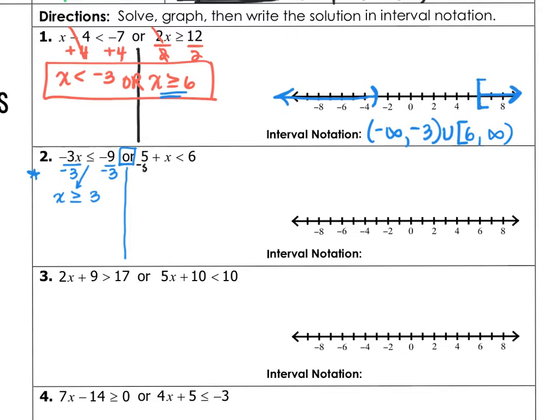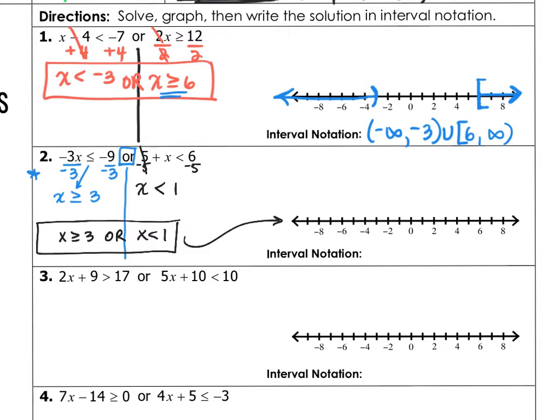So I'm going to subtract 5 to zero it out on both sides, and x is smaller than 1. So my answer is x is greater than or equal to 3, or x is smaller than 1. Now we're going to graph it and express our solution in interval notation.